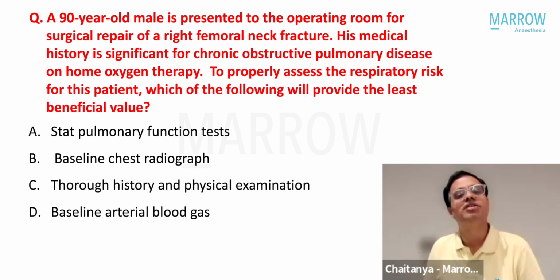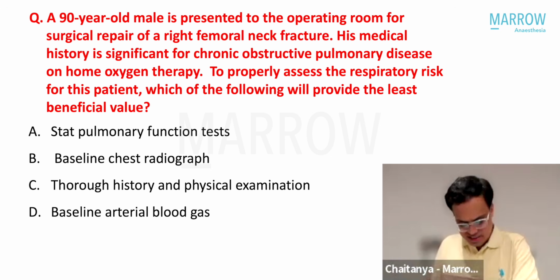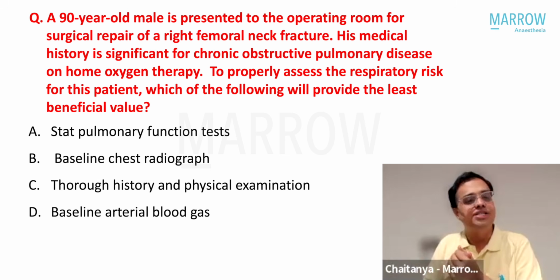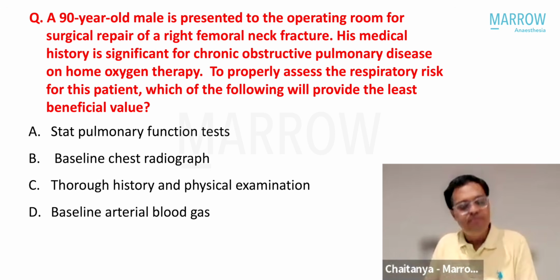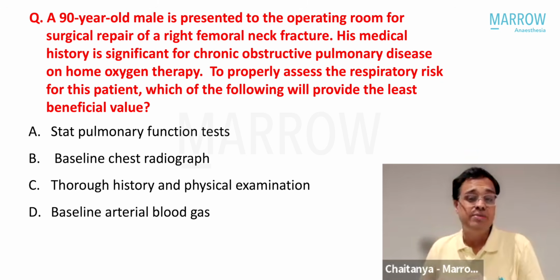What you are quoting is given in Miller's textbook. So there are some specific indications for when to take the chest X-ray. Never ignore a thorough history. That's obvious, a very big option which you cannot rule out. And baseline ABG: when do you like to order an ABG for the patient?